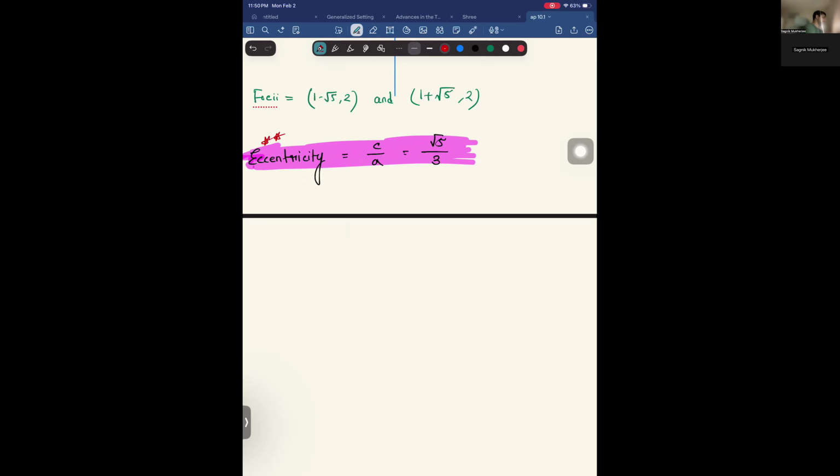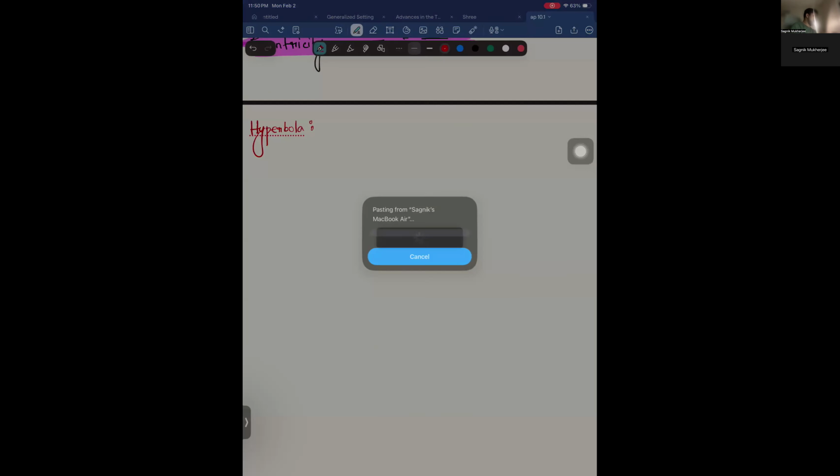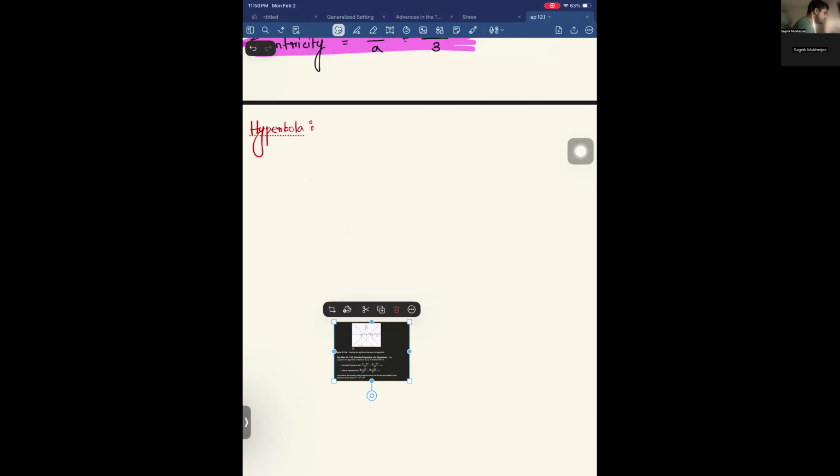And finally, we have hyperbola. Hyperbolas are very different from ellipse in picture, but in equation they are very similar. So let me just copy paste this guy. I'm not going to do an example for hyperbola because it is exactly the same as ellipse.